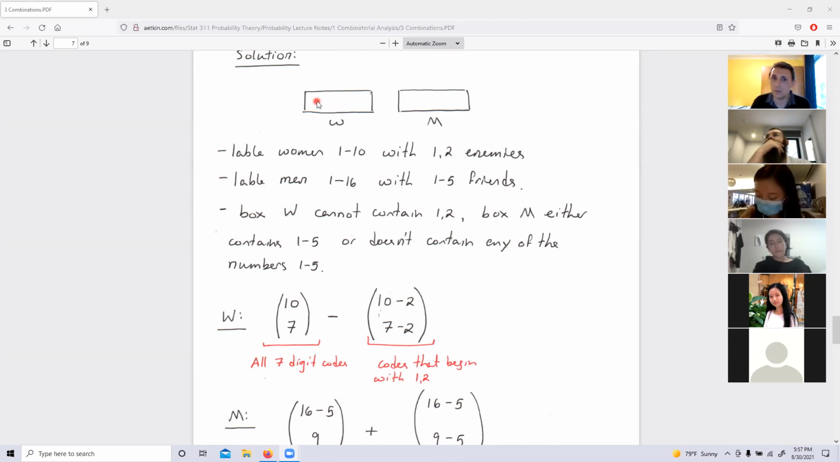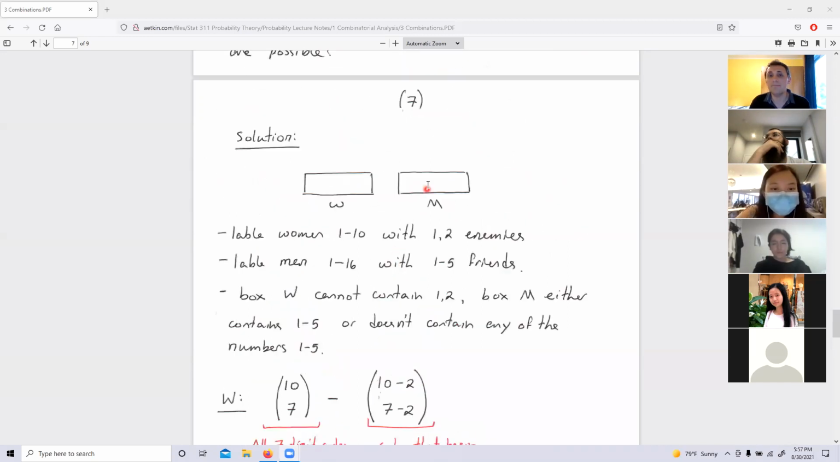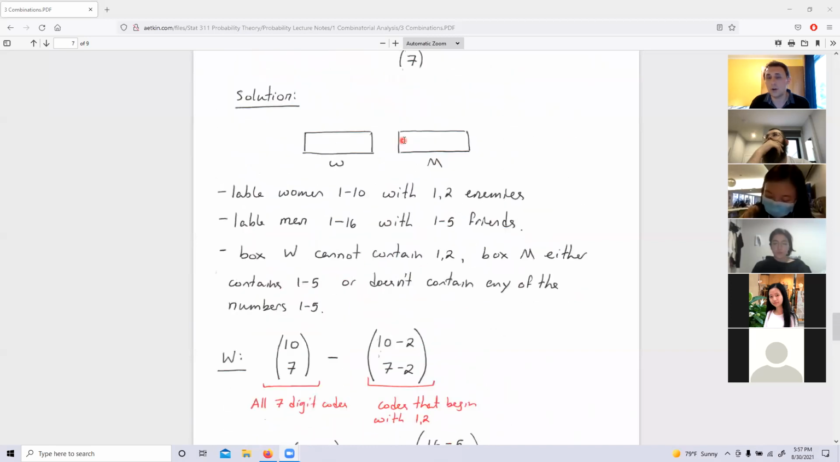So this code cannot begin with 1, 2. It can be 1, but then 2 is omitted. It can be 2, but then 1 is omitted. So that's the situation for women. For the men, I can do it the following way. I can see the code.